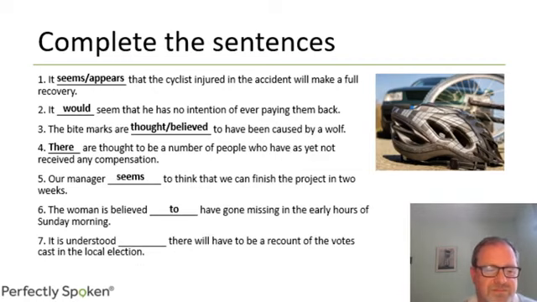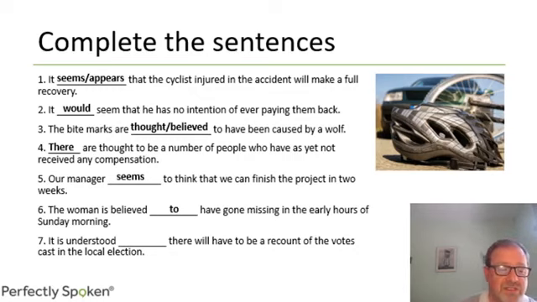Number 7. It is understood something there will have to be a recount of the votes cast in the local election. So people have voted in a local election for different candidates and the votes are very, very close. So there has to be a recount. They have to count the votes again just to check who is the winner of the election.